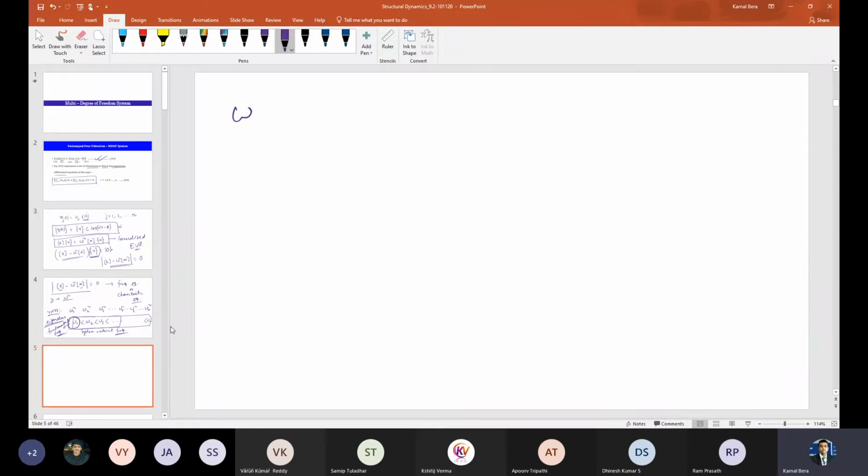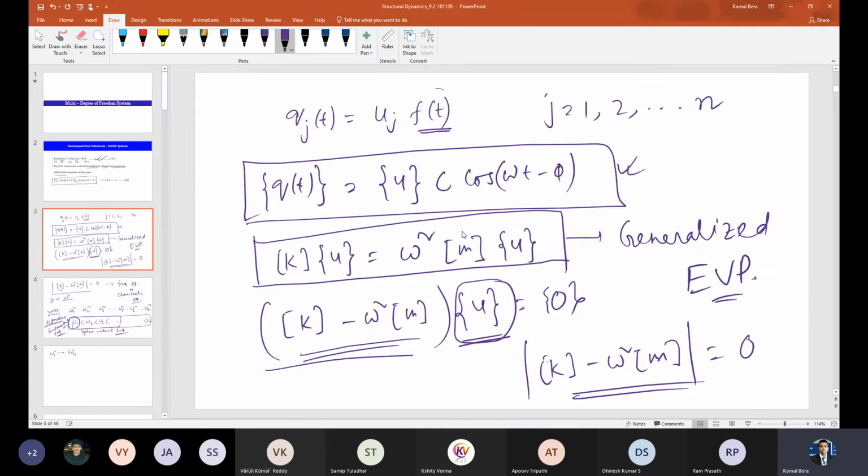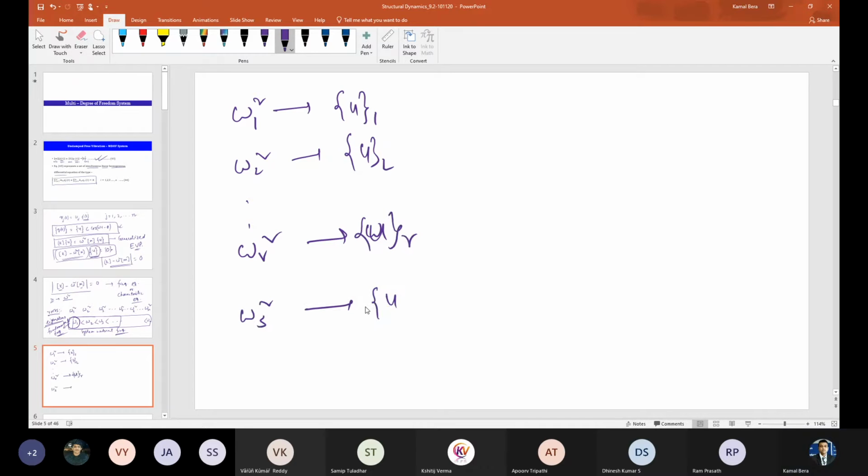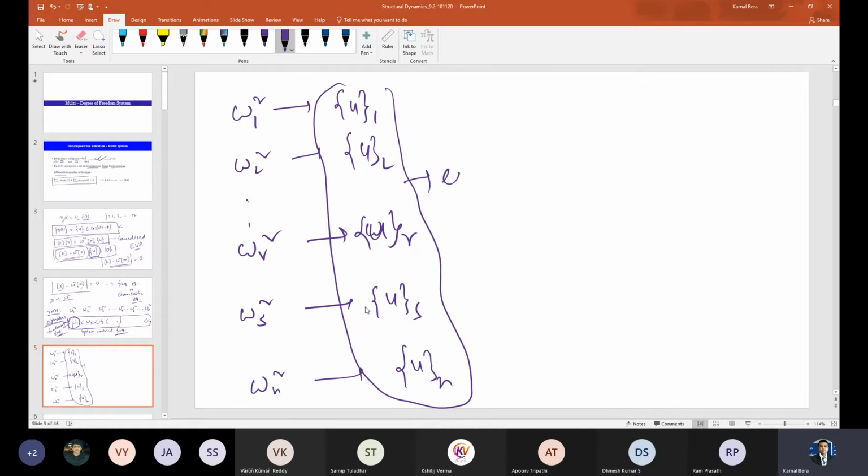Now you see, corresponding to each eigenvalue I'll get u1, right? So this is my eigenvalue problem. I'll put omega 1 square, I'll get u1. Then I'll solve for omega 2 square, I'll get u2, the way we have done. Similarly here for an n degrees of freedom system: omega r square, I'll get ur; omega s square, I'll get us; omega n square, I'll get un. So n mode shapes, or eigenvectors, or characteristic vectors. These are called the eigenvector or mode shape.